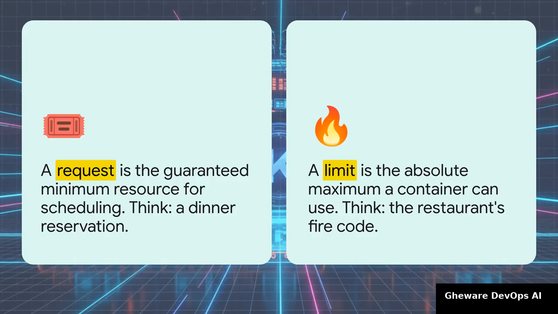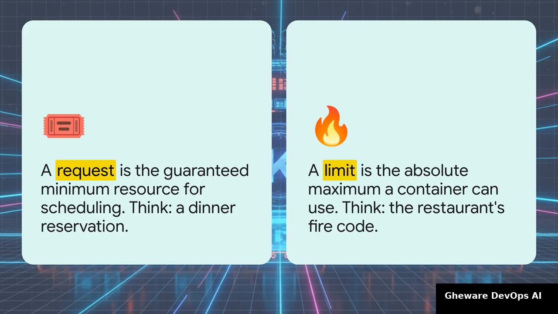So the two magic words you need to know are requests and limits. Let's break it down. A request is basically what you're telling the Kubernetes scheduler your app needs just to start up and run. The scheduler then goes and finds a node that has at least that much resource available. The dinner reservation analogy here is perfect. You're booking a table, guaranteeing you have a spot.